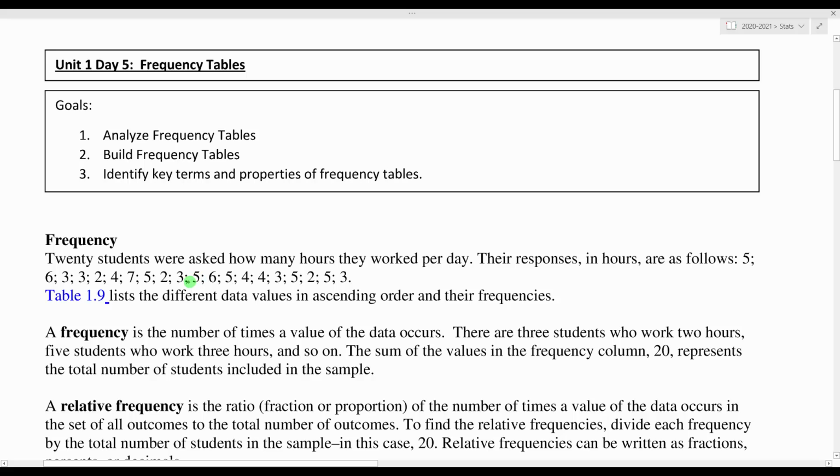Once we have the data, we need to find a way to organize it in a way that makes sense so that we can start drawing conclusions about it. The frequency table is a really good way to do that. So let's take a look here.